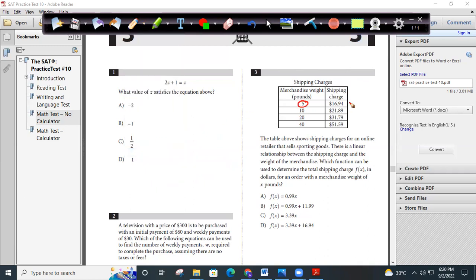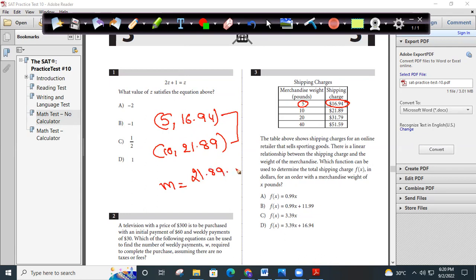This is x, this is y. So the first point is 5 comma 16.94. You can take any 2 points. The other point is 10 comma 21.89. So slope is given by y2 minus y1, 21.89 minus 16.94, divided by 10 minus 5. This is approximately 5, less than 5, but I don't have a calculator. I'm doing it without a calculator. So slope should be close to 1. The only options with slope close to 1, this is slope, the coefficient before x is slope. So C and D options are gone.